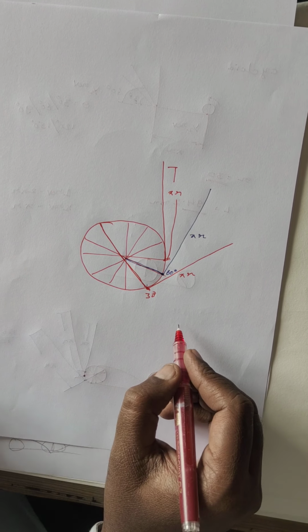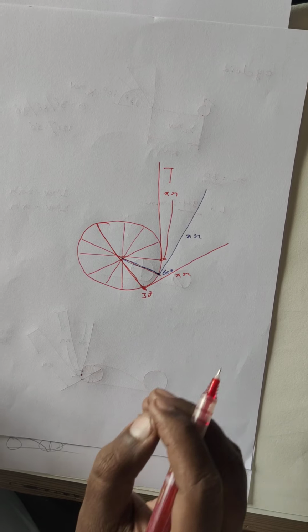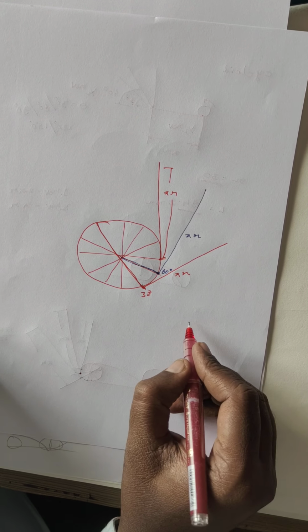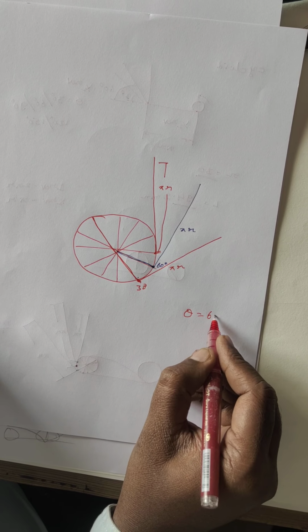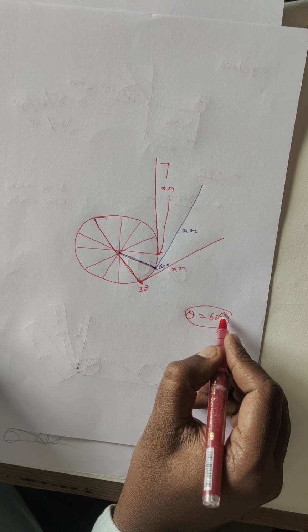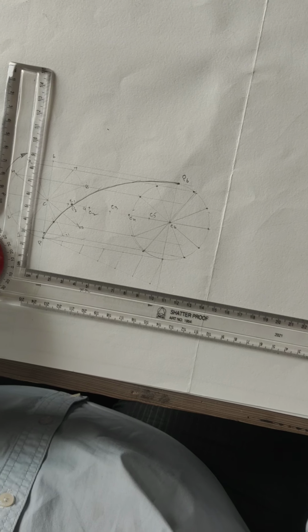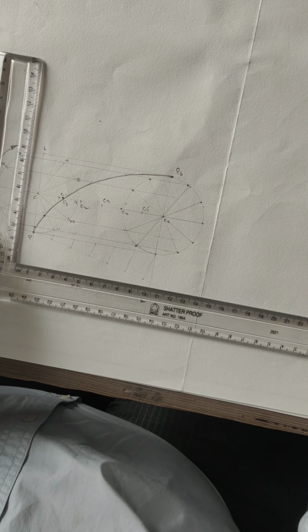Now among these three, 30, 60, 90, which one you want? According to that, I will construct it. Which angle can I take? 60. So you want theta. If it is 60 degrees, how we have to construct it? We will go ahead with that. Now for 60 degrees, what I have to do?